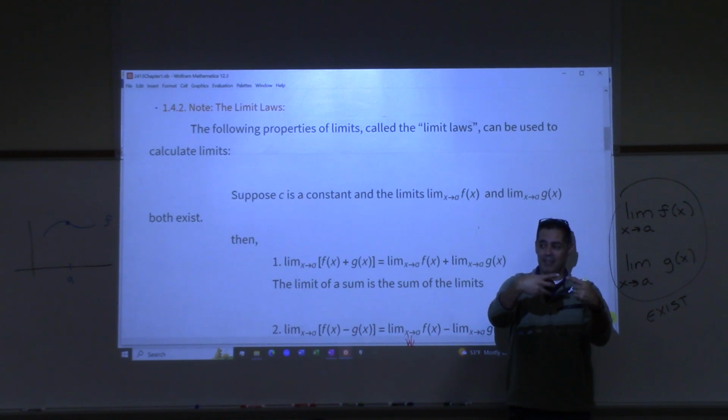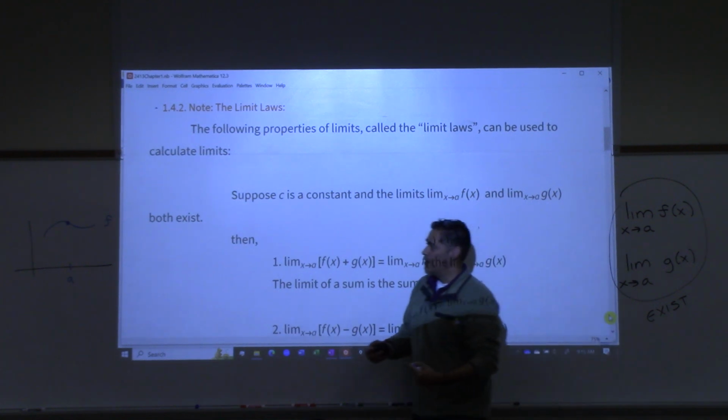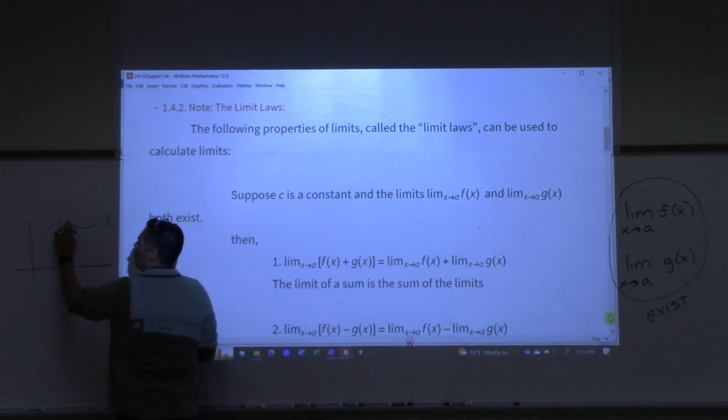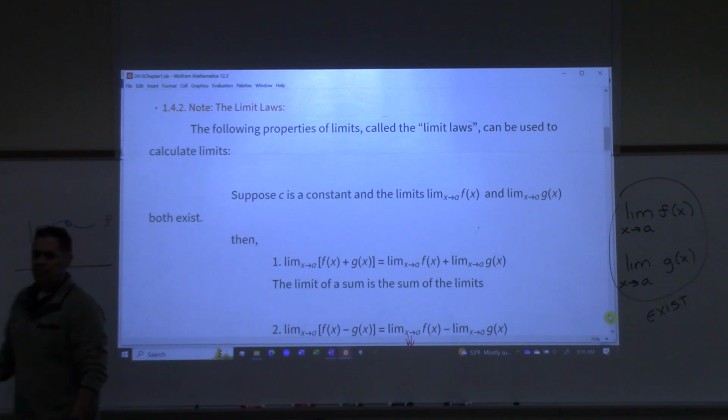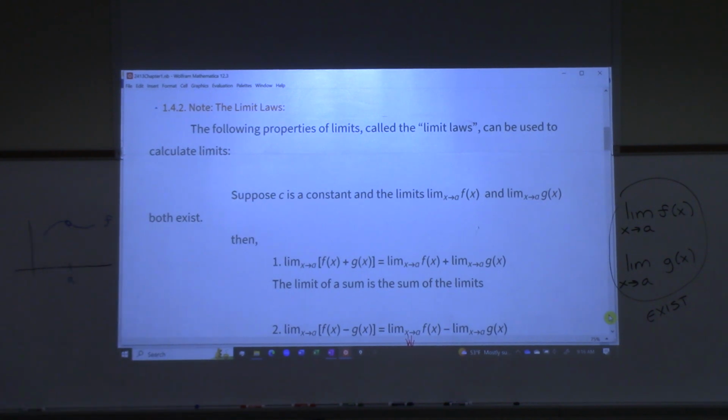Hello? Yes? So would it matter if I put an open circle here? Would that limit still exist? Yes. That limit would still exist, because from the left and from the right, they're headed to the same place.